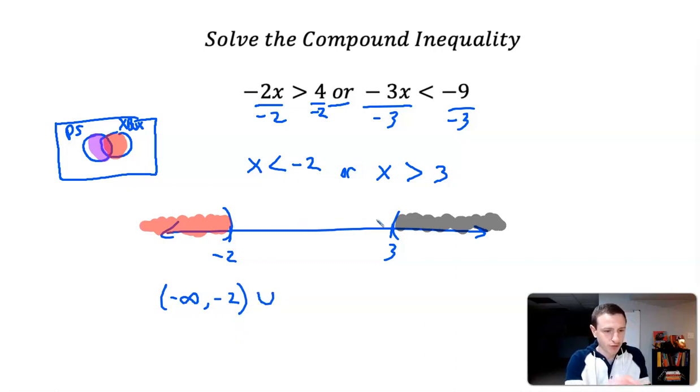Unioned with, because now we got to bridge this gap here because we don't want any value between negative 2 and 3, including negative 2 and 3. So we don't want any values between those. But then we want to include 3 to infinity. So that would be my solution. So negative infinity to negative 2, parentheses, unioned with, because we got to bridge this huge gap right now, from 3 to infinity. And that's the word or, so it could be one or the other. So it could be any value in this region or that region to be a solution.